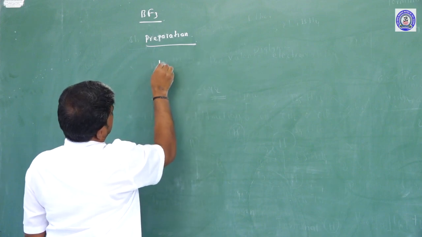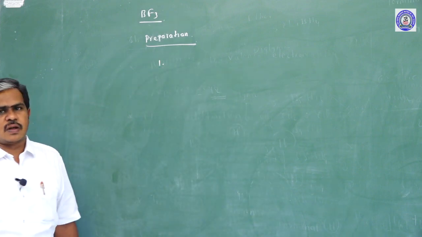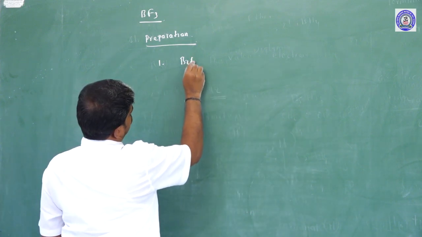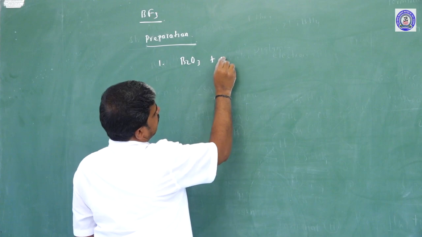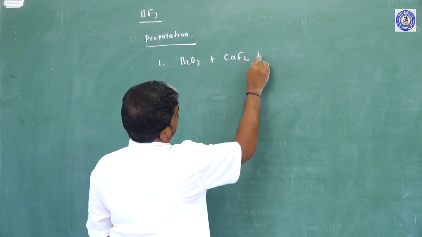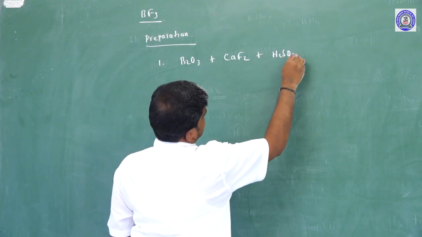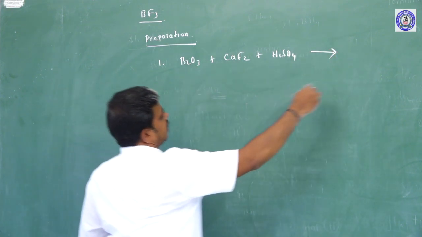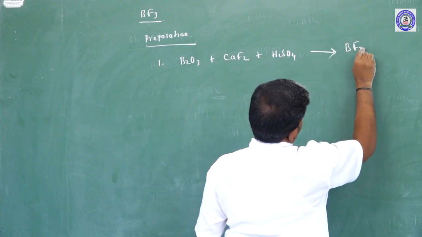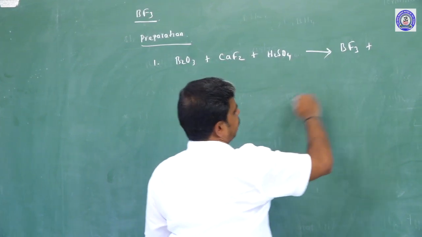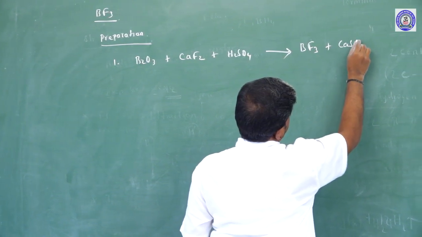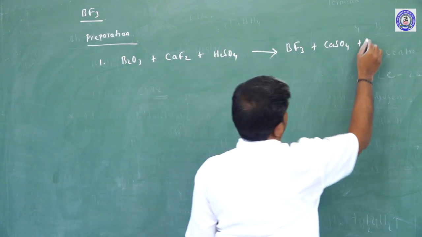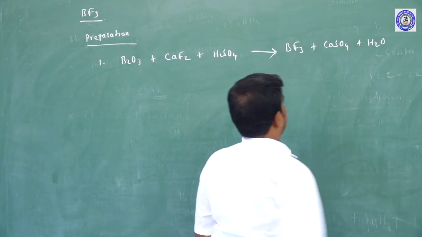For the preparation of boron trifluoride, the first one is B2O3, boric anhydride, which is reacted with calcium fluoride and sulfuric acid. From that we get BF3, boron trifluoride, and calcium sulfate, and we are also getting water molecules.